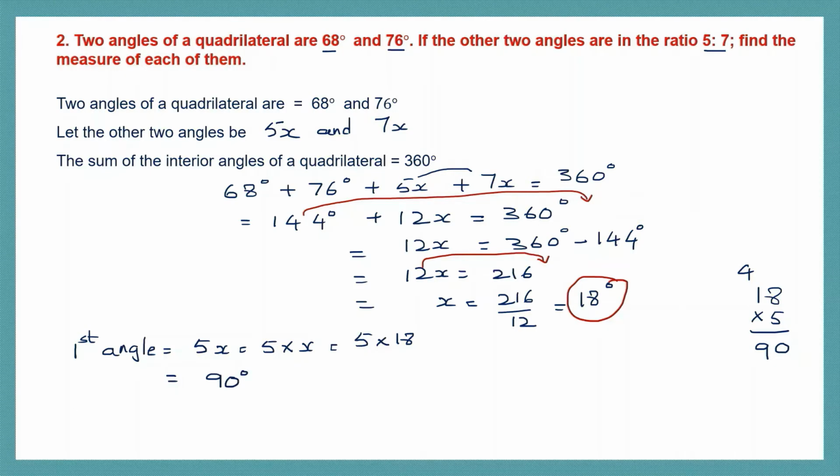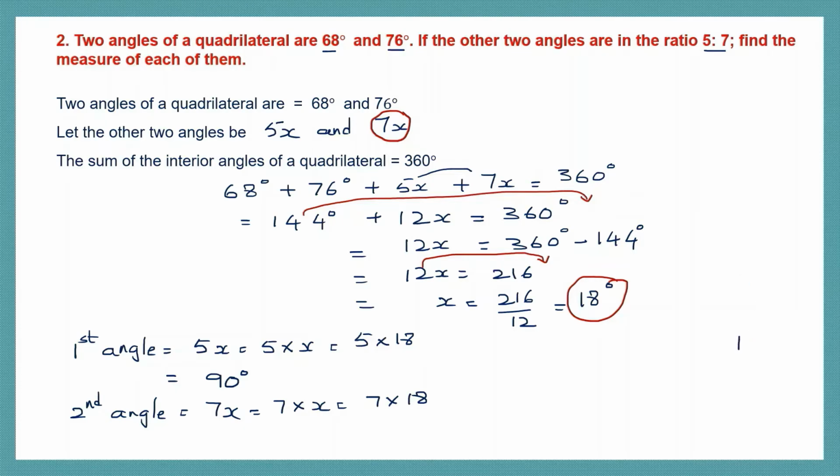So let's find the value of the second angle. The second angle is 7x, isn't it? We have it here, 7x. On top here, 7x. So that means 7 into x, which is 7 into 18. So we need to multiply this. So let's multiply 18 into 7.